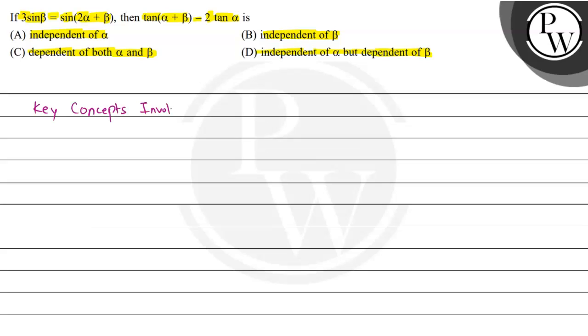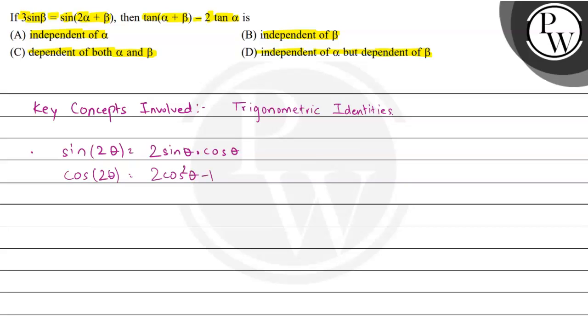The key concepts involved are basic trigonometric identities. The trigonometric identities that we'll be using are: sine of 2 theta is equal to twice of sine theta times cos theta. Another identity is cos of 2 theta, which is either 2 cos square theta minus 1, or this can also be written as 1 minus 2 times sine square theta.